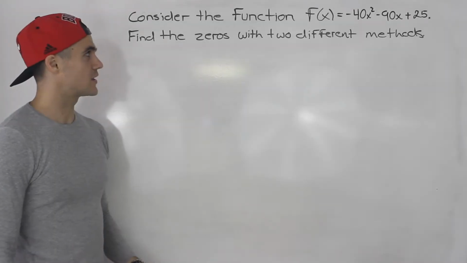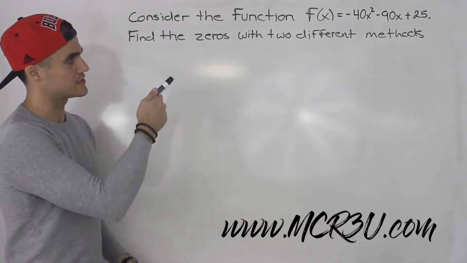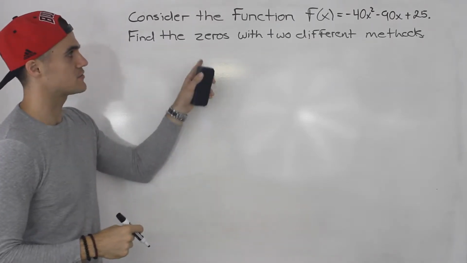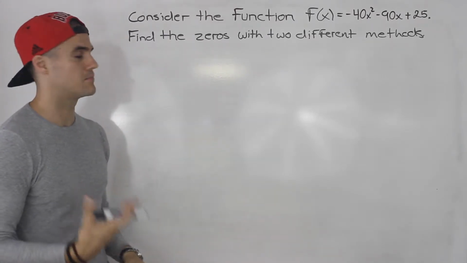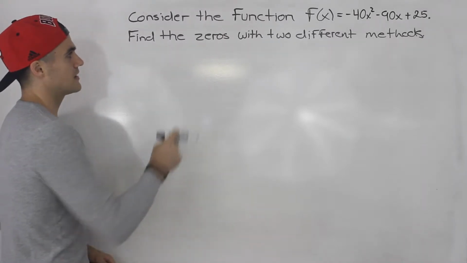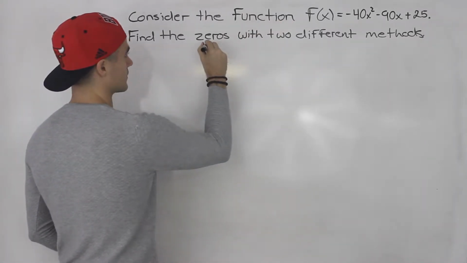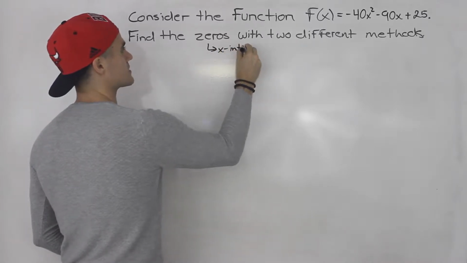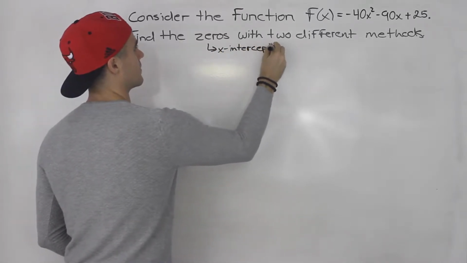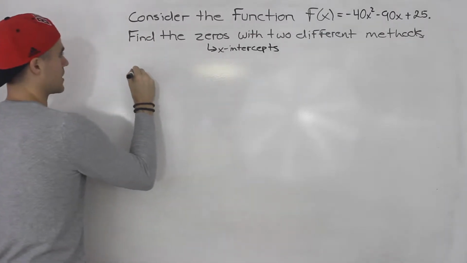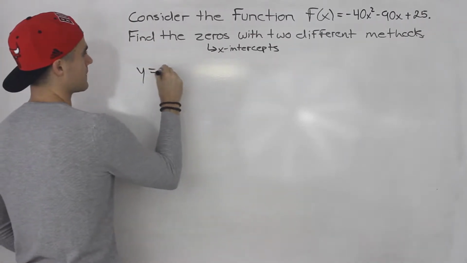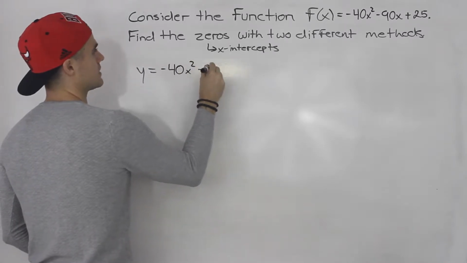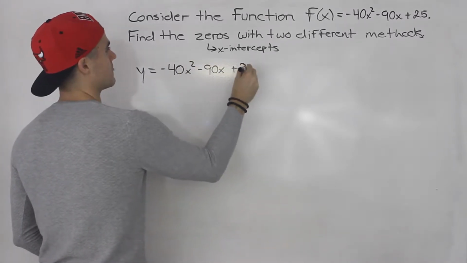Welcome back, guys. In this question, we have the function f of x equals negative 40x squared minus 90x plus 25, and we have to find the zeros with two different methods. So when they're asking for the zeros of a quadratic, they're pretty much asking for the x-intercepts. So if we write this function out here, we got y equals negative 40x squared minus 90x plus 25.